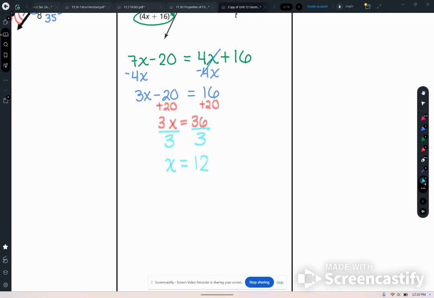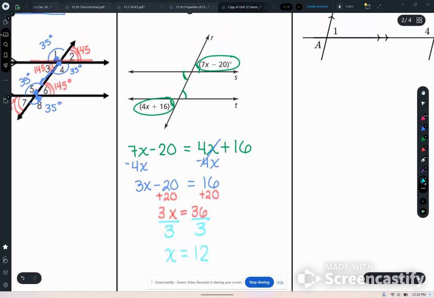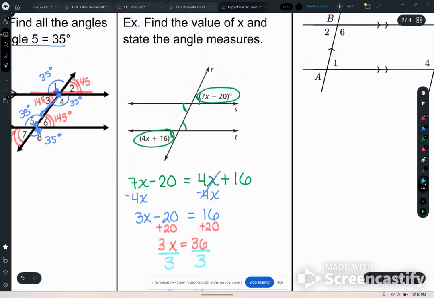It's asking us to find the value of x as well as your angle measures. And so as you find your angle measures, we're going to put the 12 in. So this is going to go 7 times 12 minus 20. Whoops. Don't need parentheses there. And so as we do that in our calculator, we are going to go 7 times 12 minus 20. So we've got 84 minus 20, which is going to give us 64. And so all of our green angles here are 64.